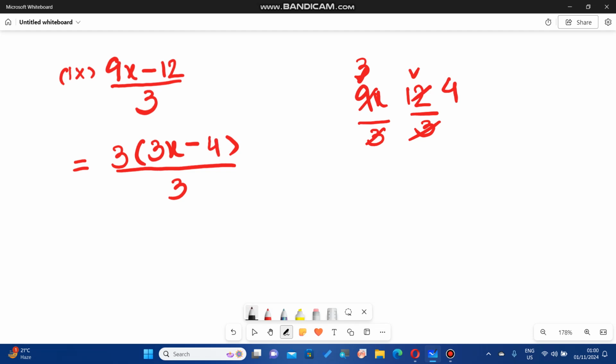Now since this 3 is being multiplied with this term, we can cancel these out. 3 times 1 equals 3 and 3 times 1 equals 3. We are left with 3x minus 4 divided by 1, or you can simply ignore this. So what is our answer? Our answer is 3x minus 4.